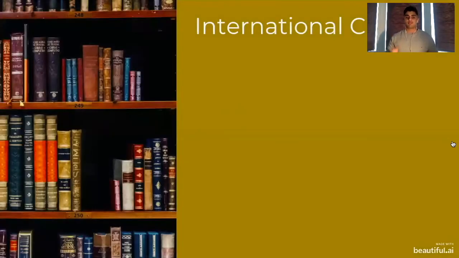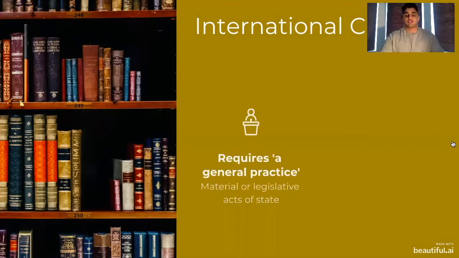So there are two things, if you remember in the ICJ article, that you require for custom to be accepted. The first thing is it requires a general practice between states. A lot of commentators have found that a general practice is any material or legislative acts of state. A material act of state could be anything a state does, any sort of actions that it does that are regarded as law. And legislative acts are the legislation that it adopts in its domestic law.